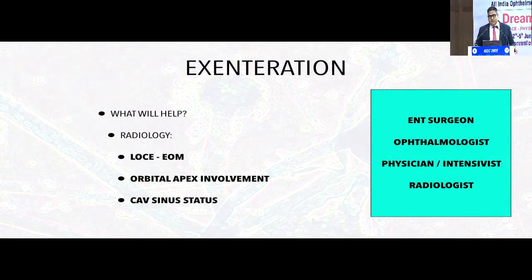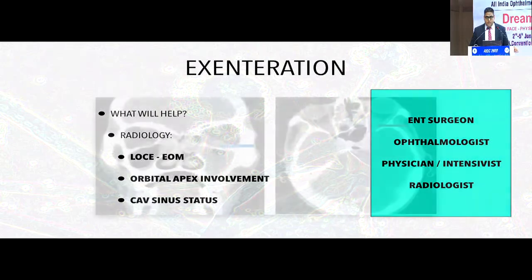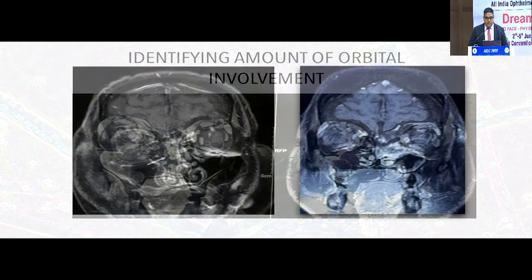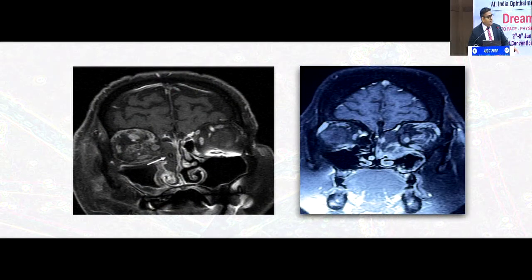I think we can all agree that radiology, especially the loss of contrast enhancement on MRI, cavernous apex involvement, and the cavernous sinus status are important factors that help us figure out whether we need to exenterate or whether we can go ahead with any other indication of treatment. Say for example, this on the left of the orbit, you can see that none of the muscles are taking up any contrast in contrast to the other side. So this is a completely infarcted orbit where there is complete loss of contrast enhancement.